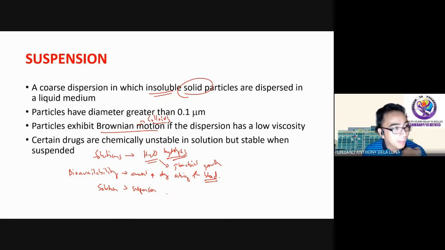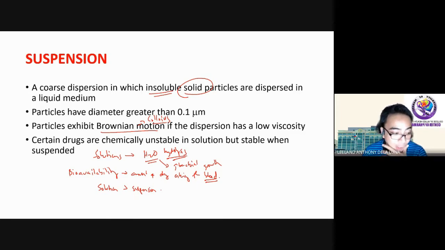Alam naman natin, class, diba, anong requirement for a drug to be absorbed into the bloodstream? It must exist in its aqueous, water-soluble form. So therefore, class, between the two, tandaan nyo sa suspension, may insoluble particles ako dyan. Kaya between solution and suspension, mas bioavailable definitely si solution because it's more water-soluble. Suspension still have insoluble particles here.